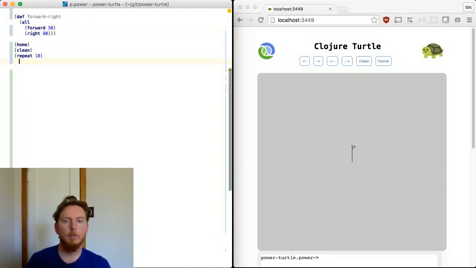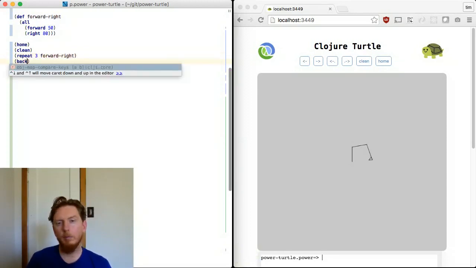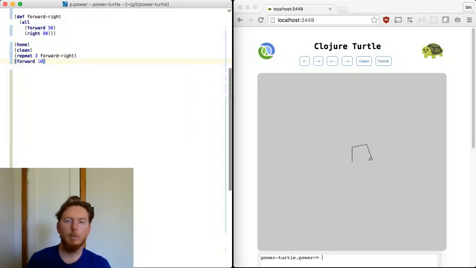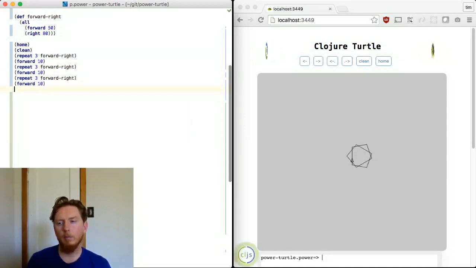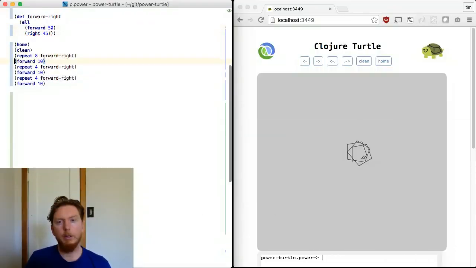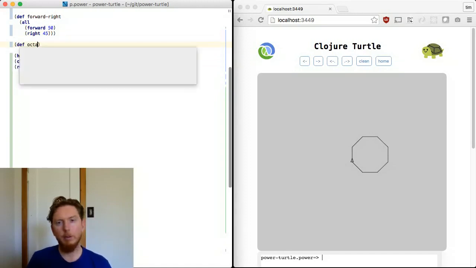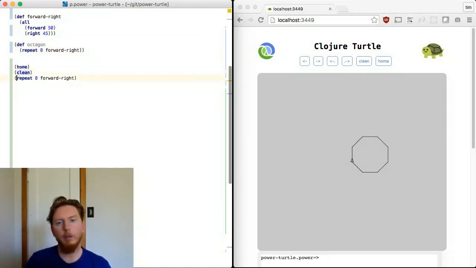We can give the grouping a new name using def. An all grouping is actually a function that we can execute, just like left and right. Invoking the function moves the turtle triangle. Let's make an octagon. We need to move forward and turn 45 degrees 8 times to get back to where we started. Let's name that function octagon.